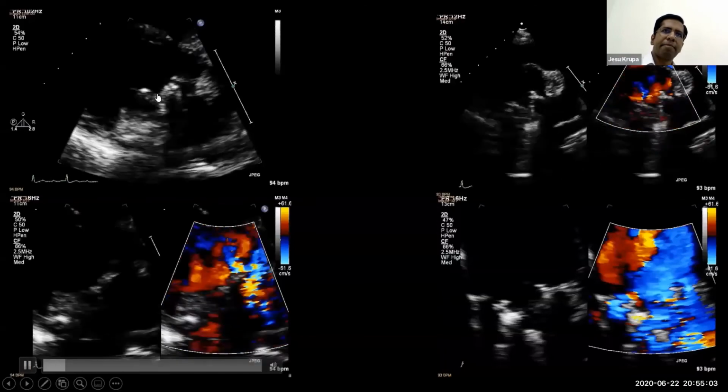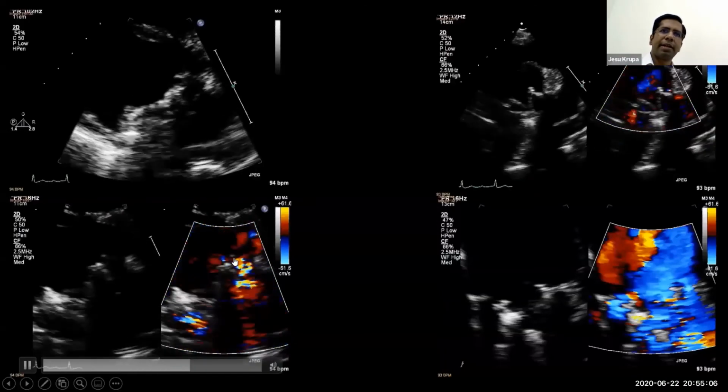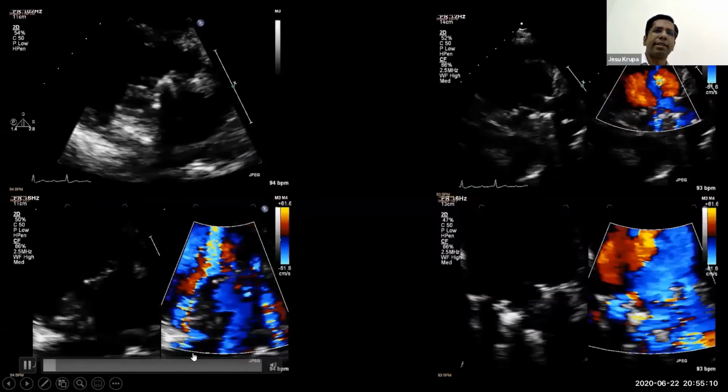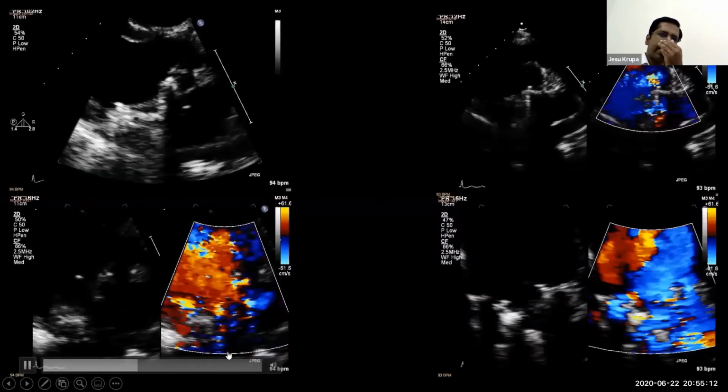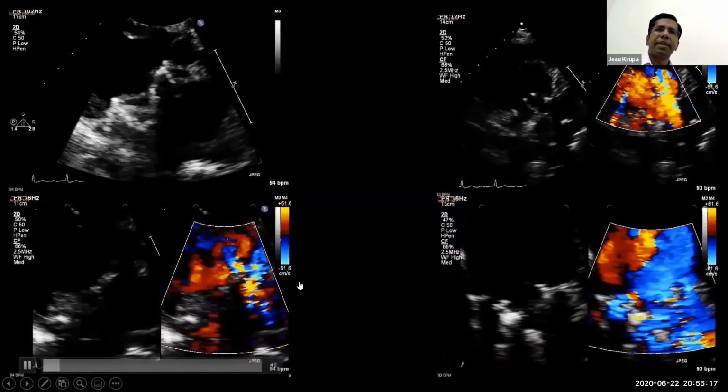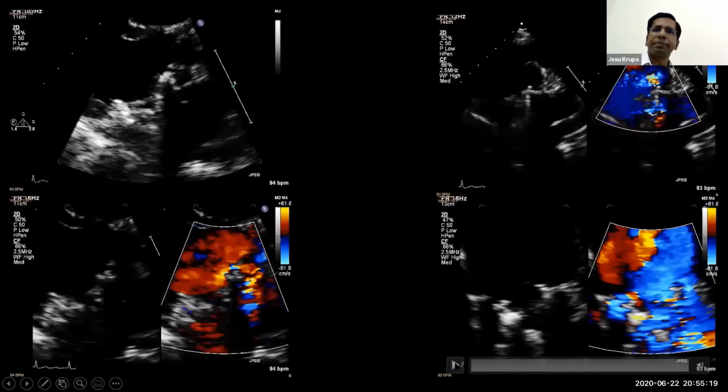This is the same parasternal long axis view with color compare. And what you can see here is this leak. Now, this leak is more anterior. The other leak we saw was posterior, whereas this leak is anterior. So that is something which we come to know by this view.